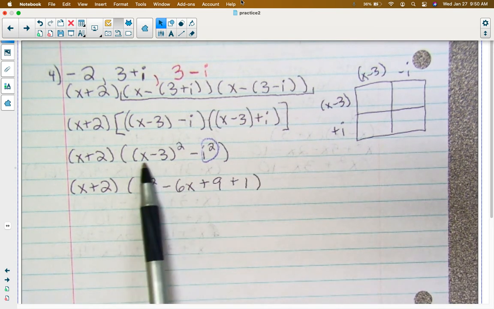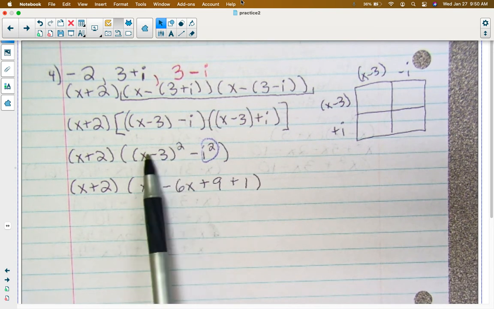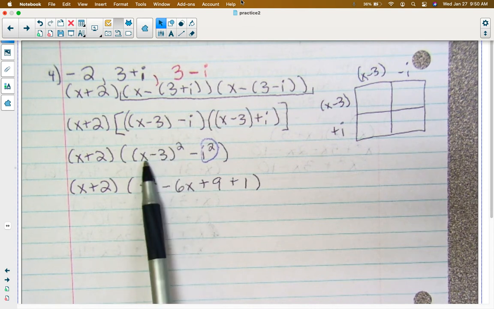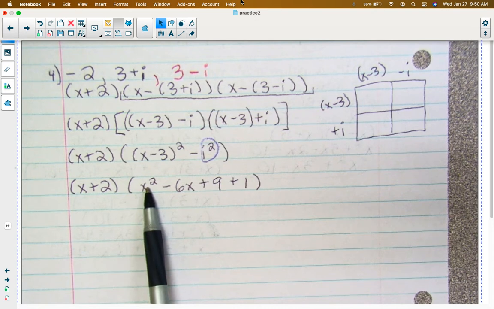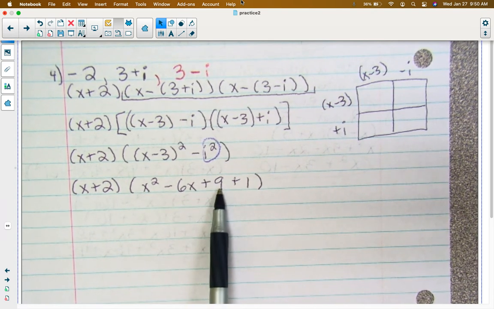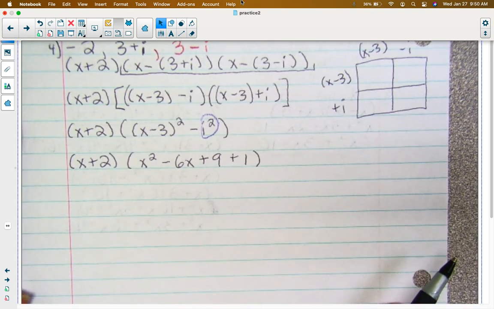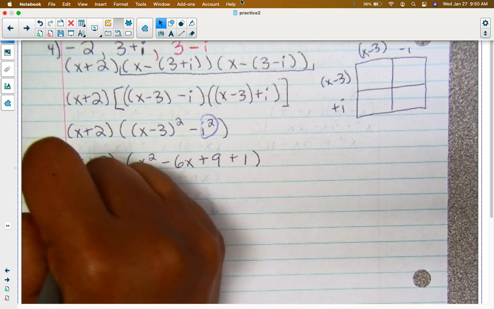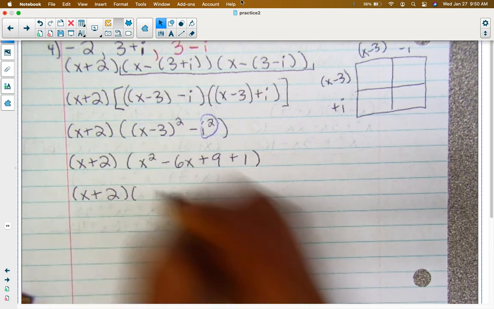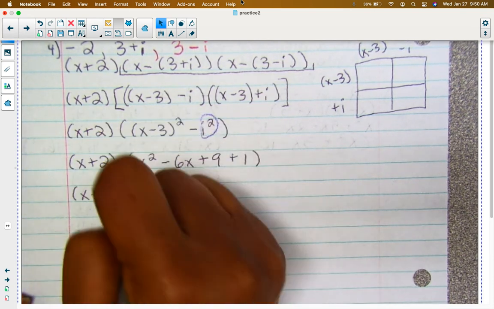I did not literally work this out. This is just box method, distributive property. You're doing x minus 3 times x minus 3, and it gives you x squared minus 6x plus 9. Okay, almost finished. I need to combine my like terms and then multiply one more time. So 9 plus 1 gives me 10.